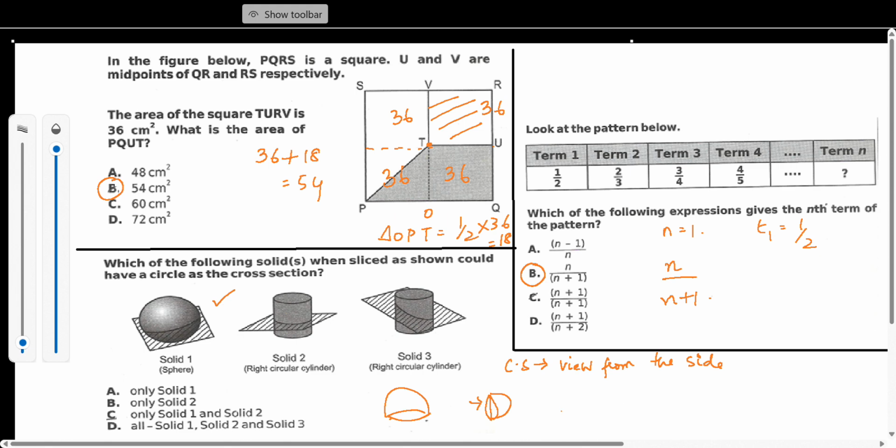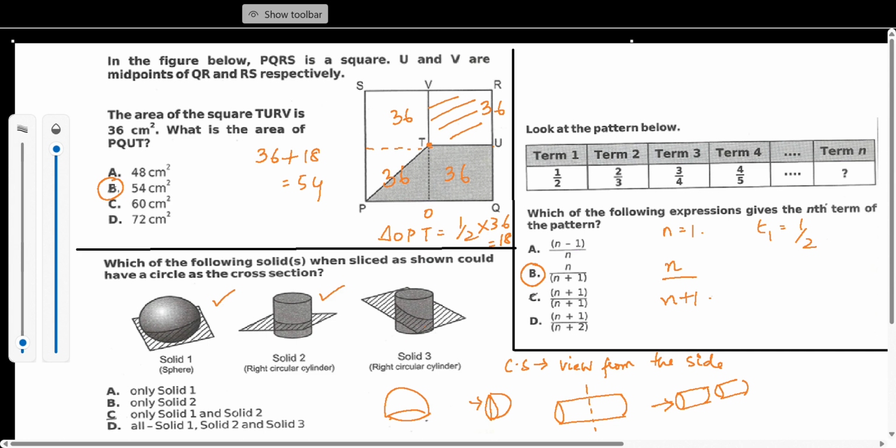I am just trying to make it lie down. Okay, if it's like this, I'm slicing it like this. Correct? If I'm cutting it like this, naturally this piece will be like this. The other piece is going to be like this. So when I view from the side, this is also going to be a circle.